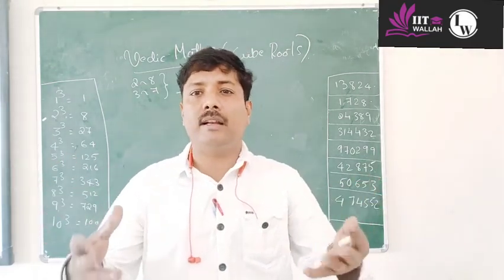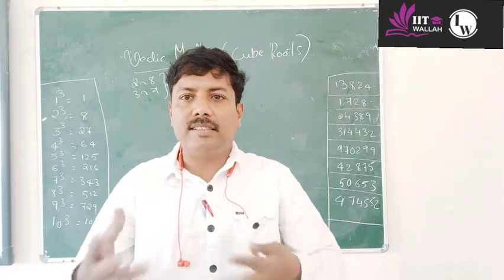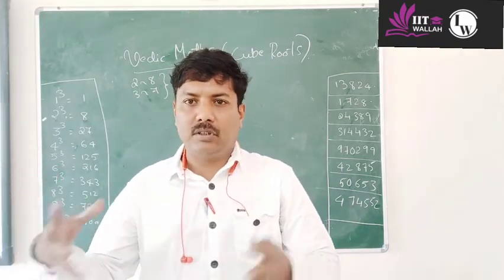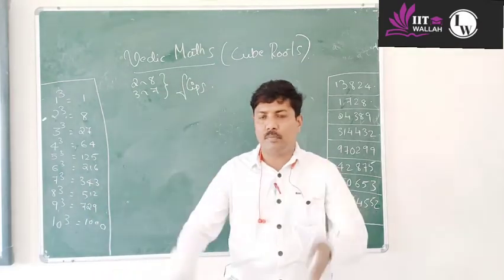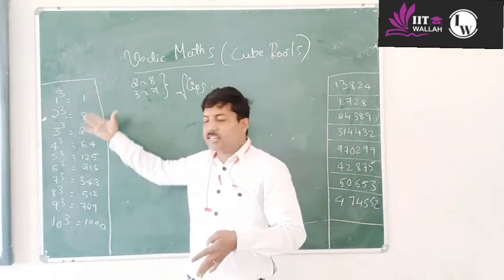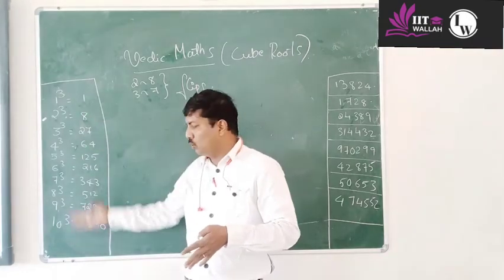Very easily means within 2-3 seconds. This is the method I already explained. So listen carefully, I will explain once more. This is the table of the cubes from 1 to 10.